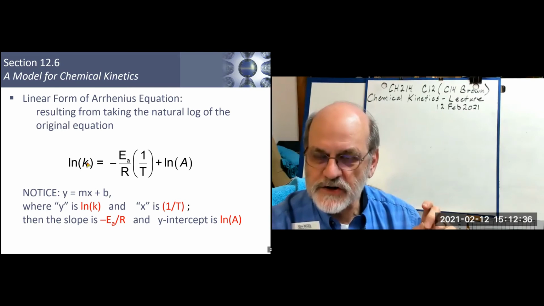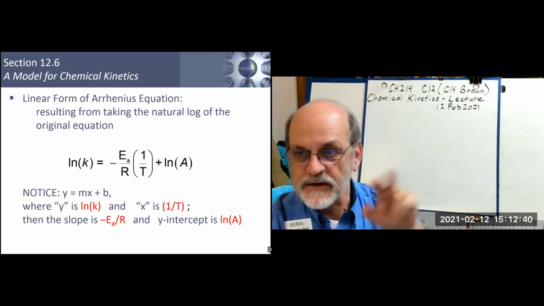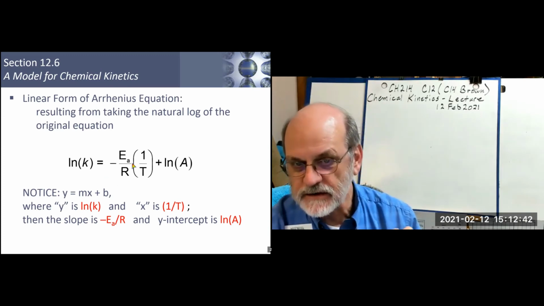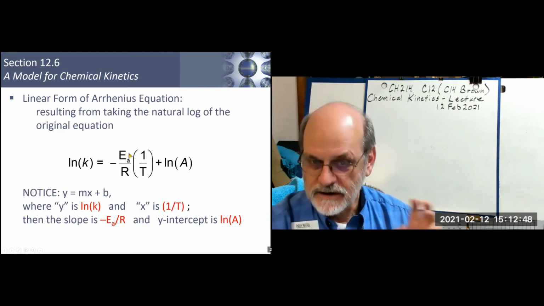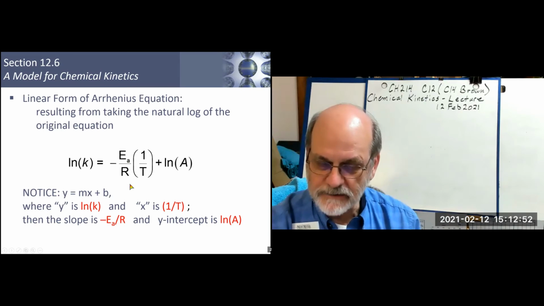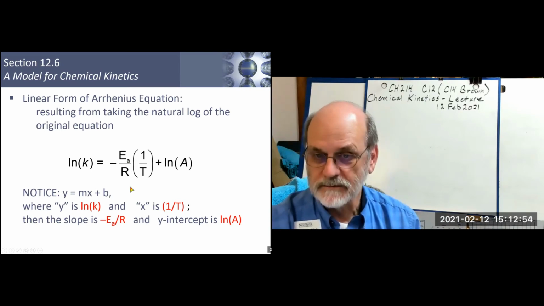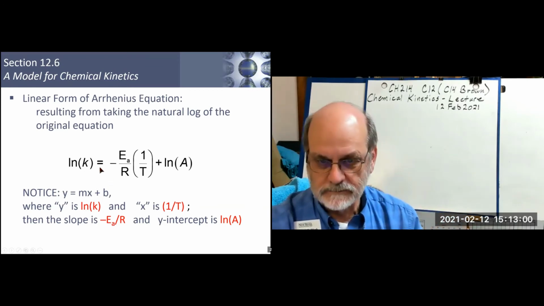So if we plot these two, the K against the T, at least 2 points, then the slope of that line is equal to this term, minus activation energy over R. R is a constant. You solve for E sub A, and there you go. You find the activation energy of that reaction simply by performing the experiment at two different temperatures and finding the K at each one.